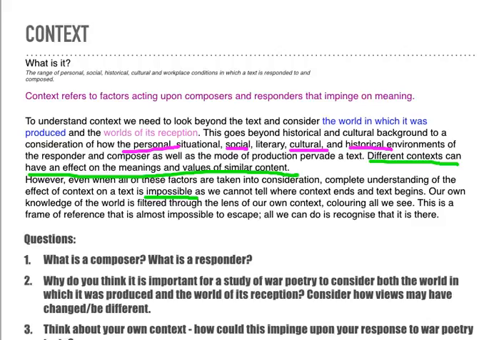So we've got: what is a composer and what is a responder? Hopefully I've gone through that. Why do you think it is important for a study of war poetry to consider both the world in which it was produced and the world of its reception? So you need to consider there how views may have changed or be different. So are the views different on war now than they were then? And lastly, I want you to think about your own context. How could this impinge upon your response to war poetry? How could this affect how you respond to war poetry?